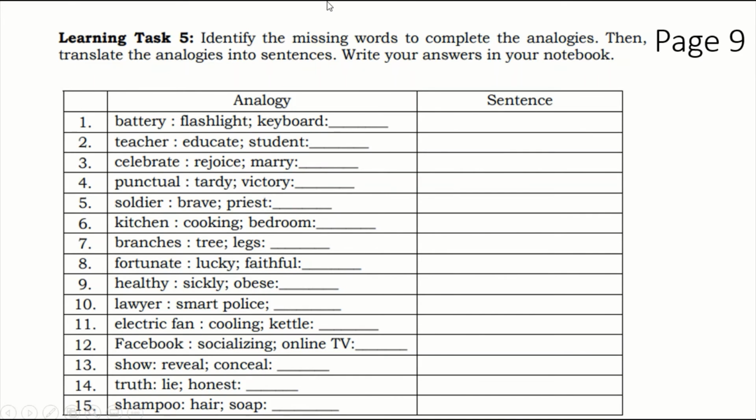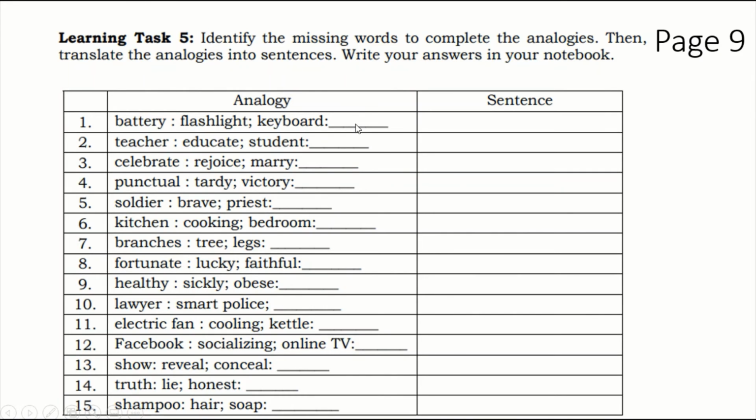For learning task number 5, identify the missing words to complete the analogies. Then, translate the analogies into sentences. Write your answers in your notebook. As you may see, there are two things to do in this learning task.